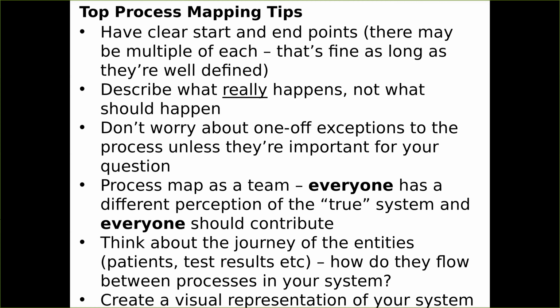Make sure you're describing what really happens, not what should happen. The idea of a process map is to capture what's actually happening. So describe what is actually happening, even if you know that's wrong. Having said that, don't worry about those one-off exceptions to the process. People saying, oh yes, but I remember 3 years ago, this happened and that threw everything off. Well, if it's just a one-off, then you don't need to include it, unless that's particularly important for your question. Maybe those one-off events are fundamental to your question.